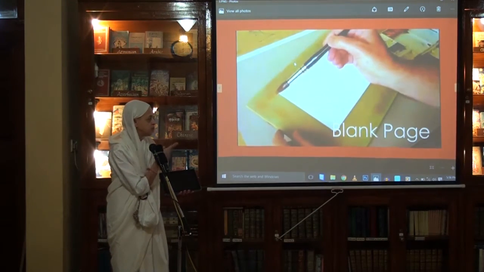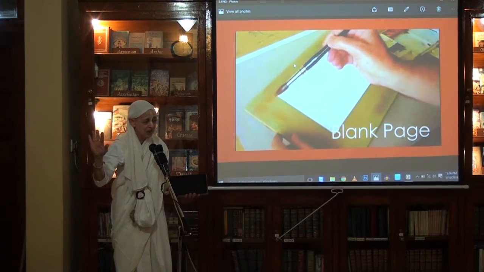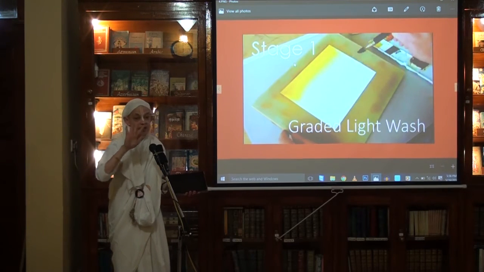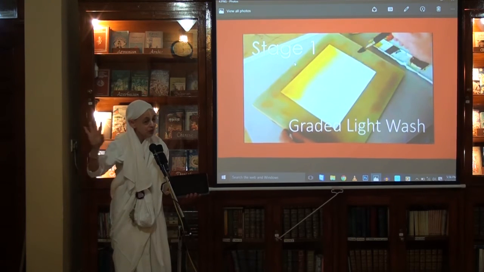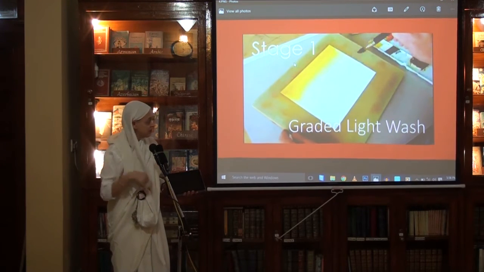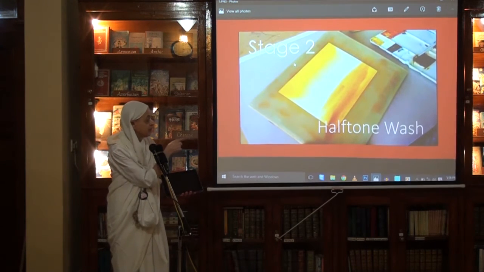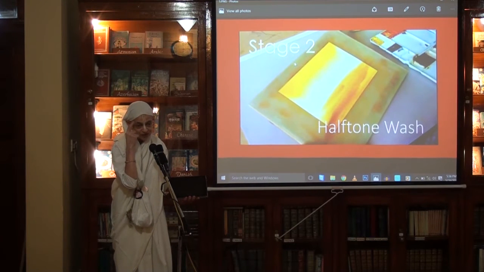There are 8 stages. First you start with a blank page. That's the brain, right? Nothing there. Okay, let's see what's the next step. Graded light wash. Overview. Not very general. Okay, did you see that just at the top? Okay, let's look at the next one. Now they put the halftone wash, getting a little deeper now. I'm ready for more philosophy.